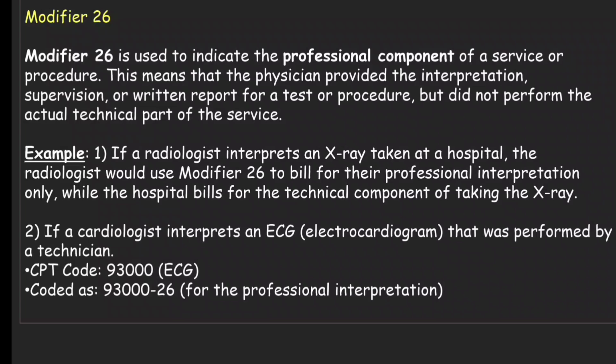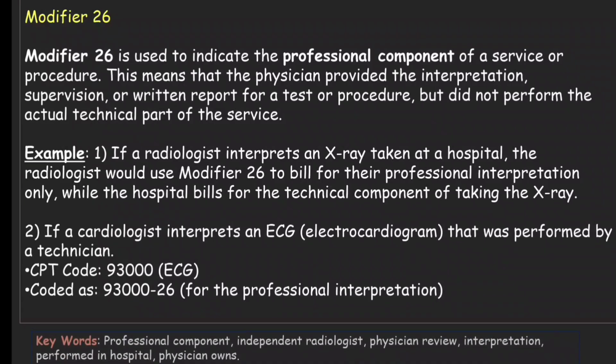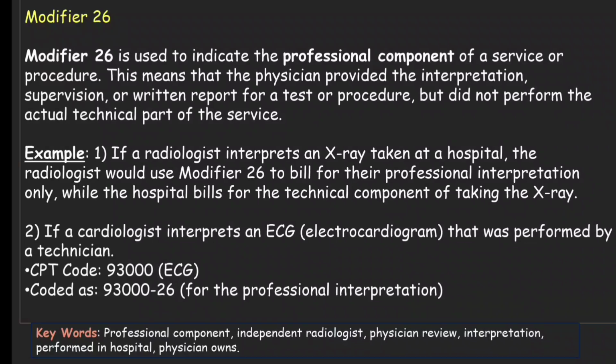Second example, if a cardiologist interprets an ECG, that is electrocardiogram, that was performed by a technician. So here we will give CPT code 93000, that is for ECG. It will be coded as 93000 with Modifier 26 for the professional interpretation, because here the cardiologist is interpreting the ECG. Therefore we have to append Modifier 26. Let us see the keywords. The keywords are professional component, independent radiologist, physician review interpretation, performed in the hospital, physician owns.